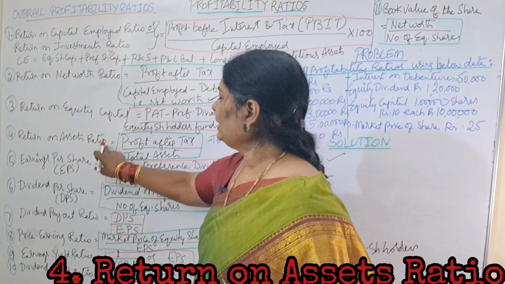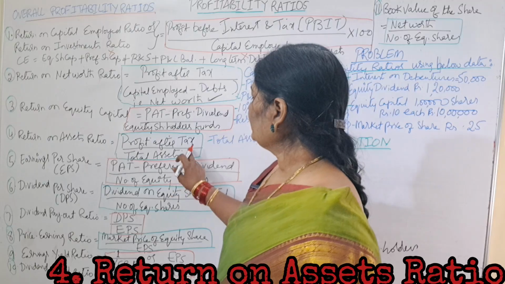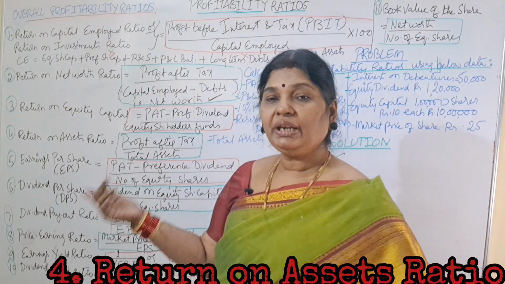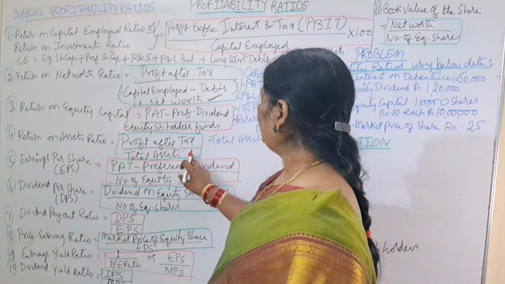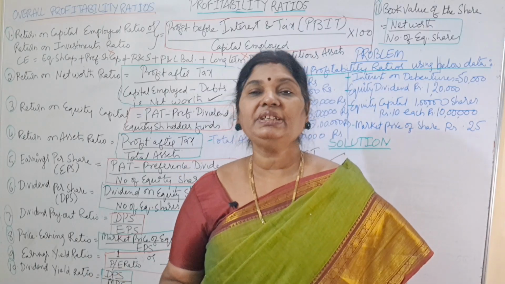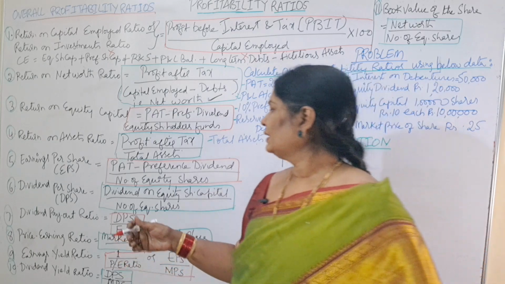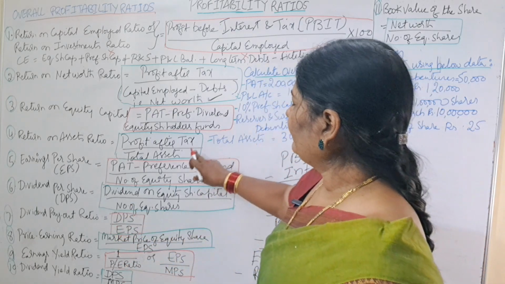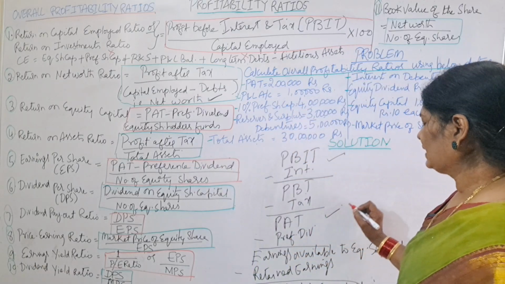Next, return on assets ratio. So why do you prepare return on assets ratio? Because we want to know what is the profit that we have earned by using these assets in the business. So what assets will we take? We'll take total assets. Total assets means we are not including fictitious assets. We are considering only fixed assets and current assets. So profit after tax divided by total assets, here we are taking profit after tax only.